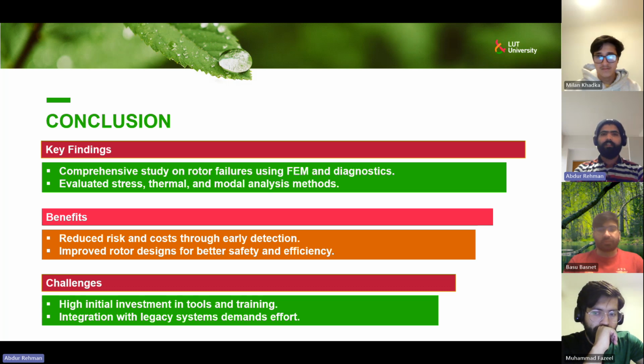implementing such advanced technologies has challenges like the high initial investment in acquiring tools and training personnel, which poses a barrier for organizations. And integration with existing legacy systems often demands additional effort, making it essential to plan for a seamless transition. Overall, I can summarize that the study not only advances our understanding of rotor failure mechanisms, but also establishes a framework for predictive maintenance and enhanced rotor performance. By balancing the challenges and benefits, the proposed methodologies promise a transformative impact on industrial applications.